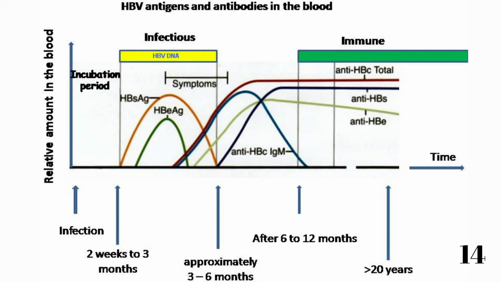So we can say, only hepatitis B core antibody can be found in the blood. And you can find total anti-hepatitis core, which includes anti-hepatitis core IgM and anti-hepatitis core IgG, or the total. And hepatitis B core antibody IgM means that there is a recent infection.